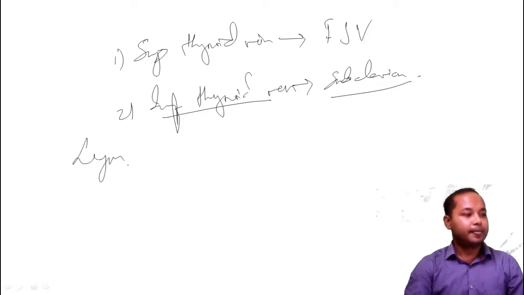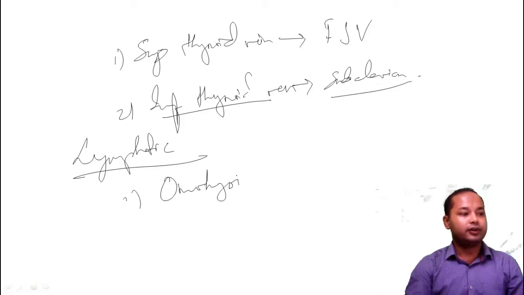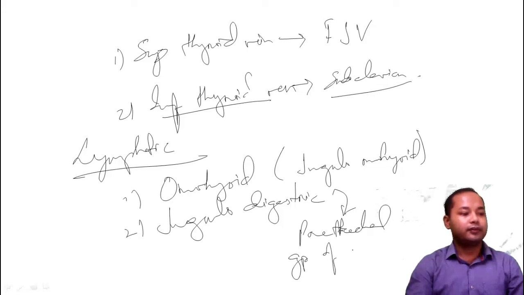Regarding the lymphatic supply, in case of the thyroid gland, it is draining into the omohyoid group of lymph nodes. The omohyoid muscle is very near to this, and the jugulodigastric group of lymph nodes. It is actually not the omohyoid, it is the jugulo-omohyoid. And basically both of them drain into the pretracheal group of lymph nodes. So this is the pretracheal group of lymph nodes.